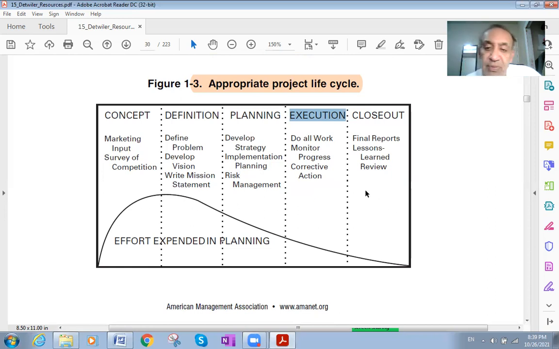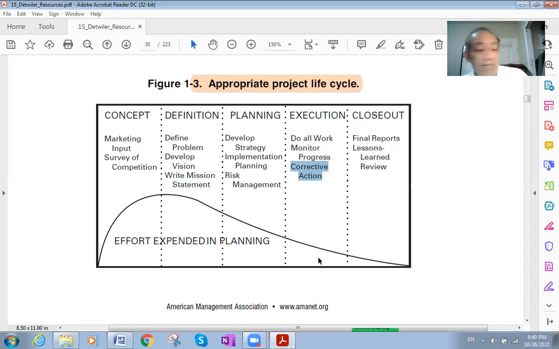Do all work, monitor progress, corrective actions. While we are working on the building, we are also moving forward. We started the ground floor, then we moved to the second floor, then to the third floor, and so on. So the movement will let us check what we planned for and what the actual results are. If there is a gap between them, then we will take a corrective action.